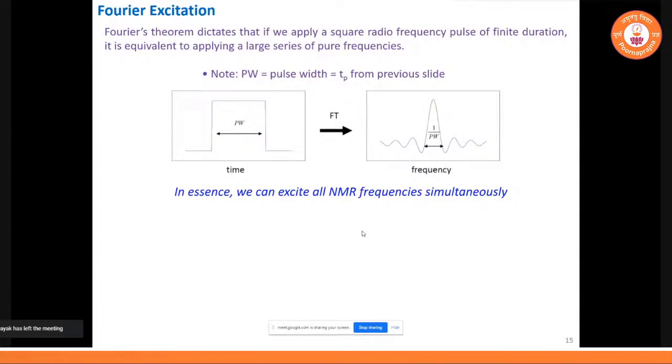Now comes Fourier excitation. Why has Fourier transform revolutionized this? Because Fourier transform is a mathematical operator, and it will decompose the signal into its constituent frequencies. That means Fourier transform will transform the time domain signal into the frequency domain. Now what it says is, if we apply a square radio frequency pulse of finite duration, it is equivalent to applying a large series of frequencies. That means if you apply a radio frequency of certain duration in a square shape, then we can excite all the frequencies simultaneously in one shot.